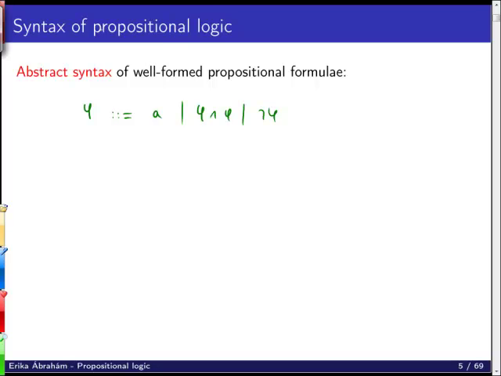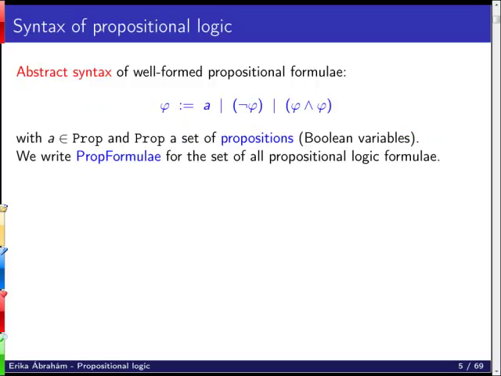This syntax is called abstract. Why? I use just these typical names. If it is not abstract, then I write phi1 and phi2. If it is abstract, then I just use the type. That's why it is called abstract syntax. Okay, and for that we need a set of atomic propositions, which we will denote by Prop. These are just Boolean variables. And we will write PropFormula for the set of all propositional logic formulas.